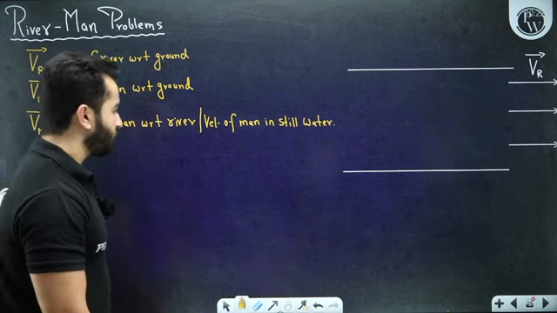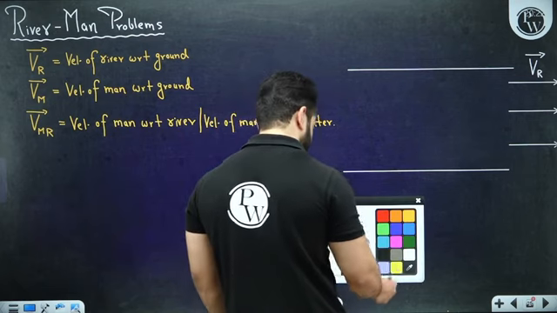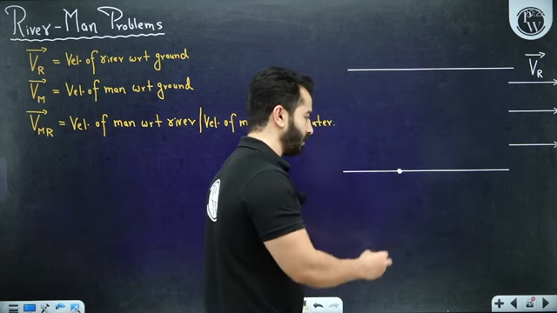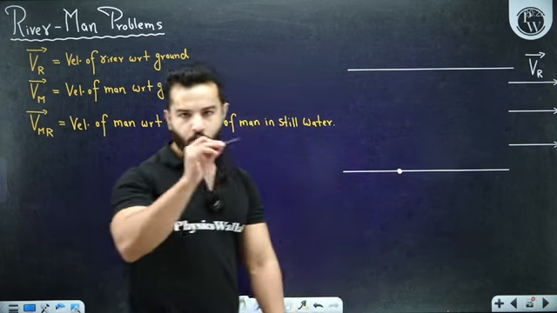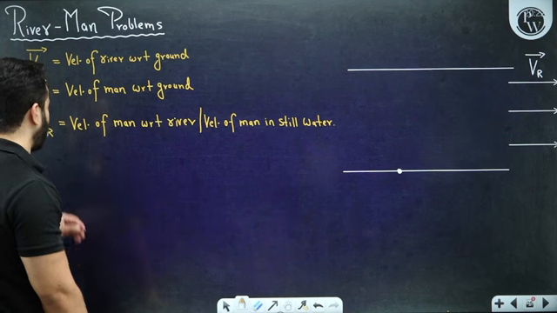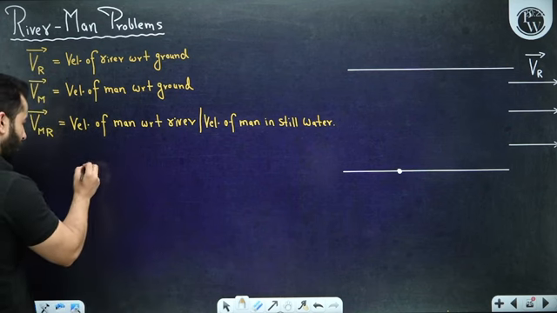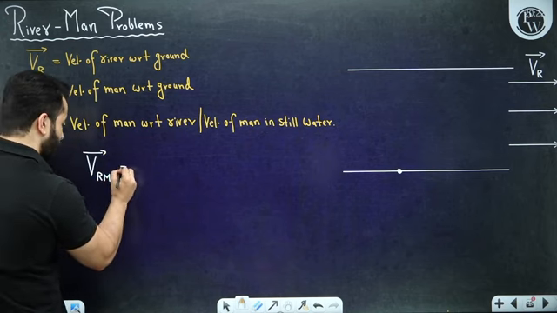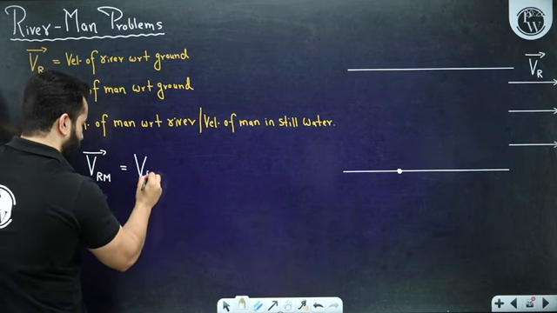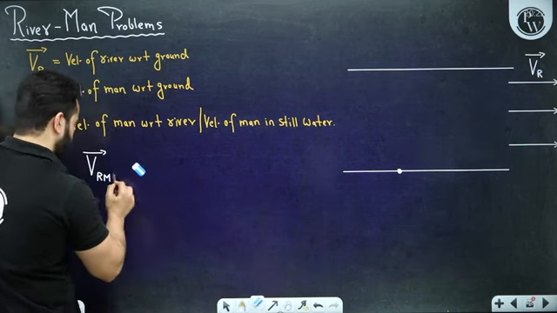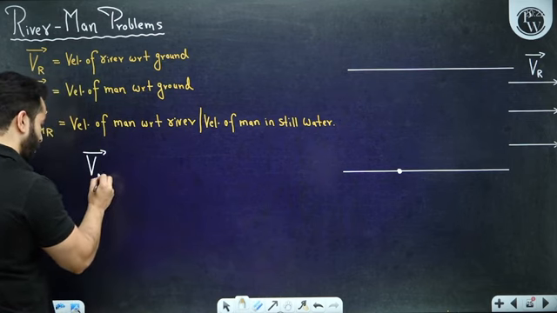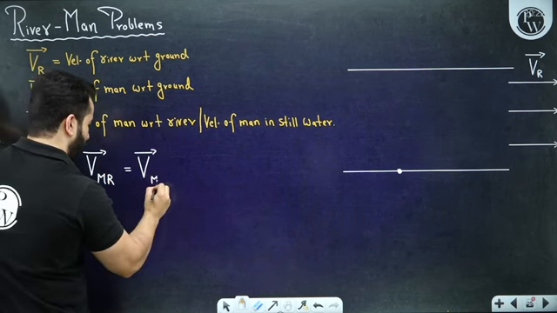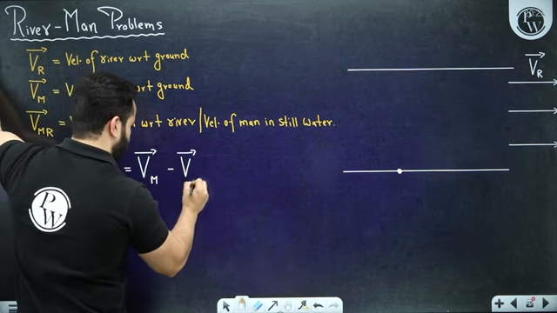So now what I'll try to do is, I'll say that, okay, let's suppose a man is trying to swim from one bank to the other bank. Also, one more thing, please try to understand. According to the equations of relative motion, we know that this can be written as velocity of man with respect to river, VMR, equals velocity of man minus velocity of river.